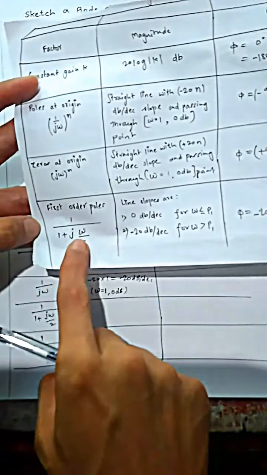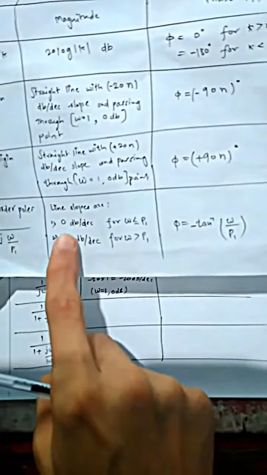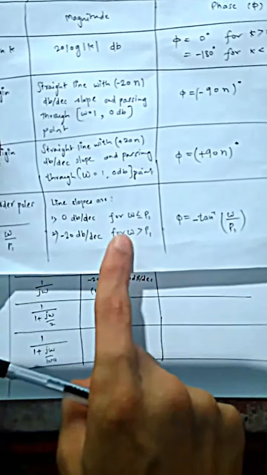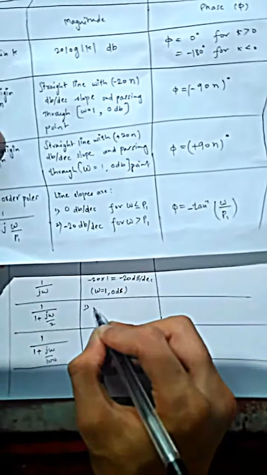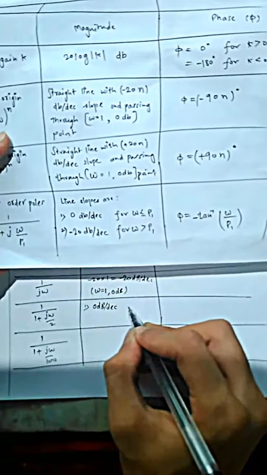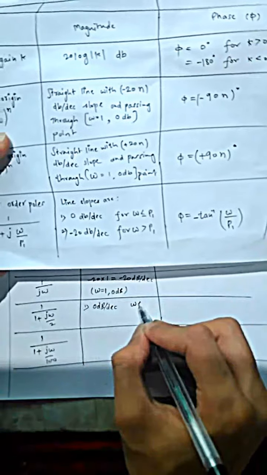Then the third factor is 1 upon 1 plus j omega by 2, which is of this type. We don't have this other type in our question. For that it is written that the line slope is 0 dB per decade for omega less than or equal to P1. Our P1 is 2.